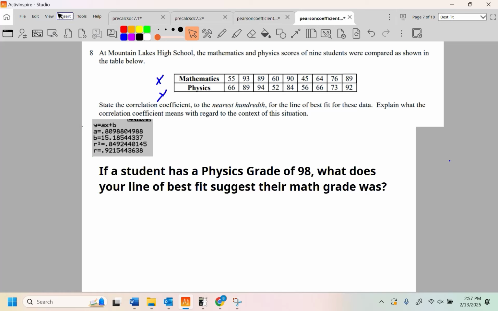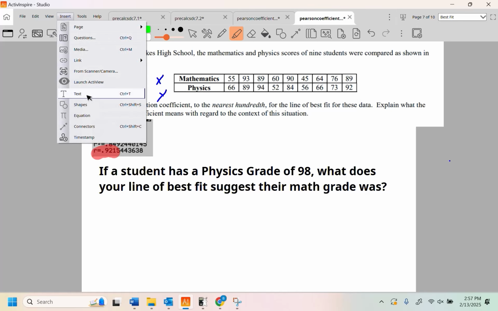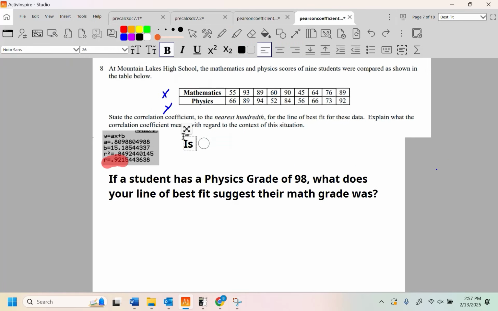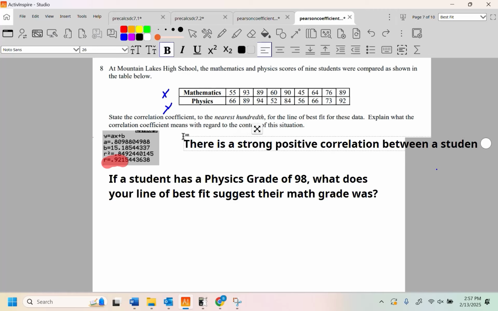So explain what this means in words. So let's look at the correlation coefficient. The correlation coefficient was really strong. It was really close to 1. So I could say that there is a strong positive correlation between a student's math grade and their physics grade. Because in order to be good at physics, the truth is you have to be good at math, because physics is math. That's all physics is.